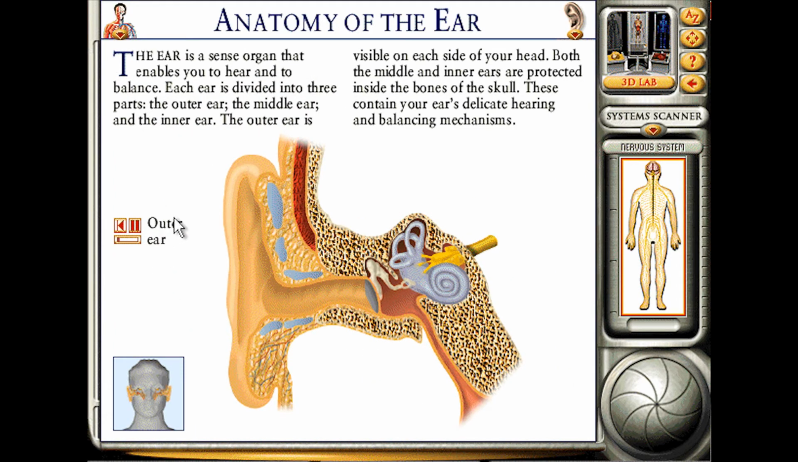The outer ear consists of the auricle or pinna, which is visible on the side of your head, the ear passage and the eardrum. Sound waves travel through the outer ear to reach the delicate hearing mechanism inside the bones of your skull.